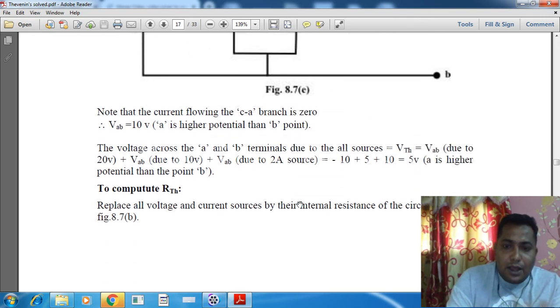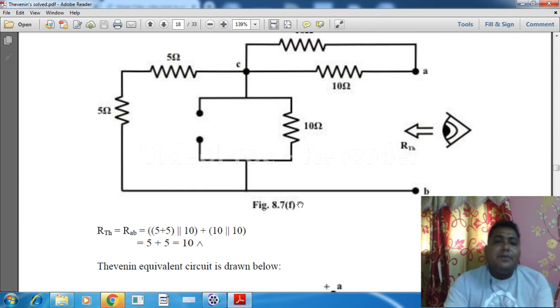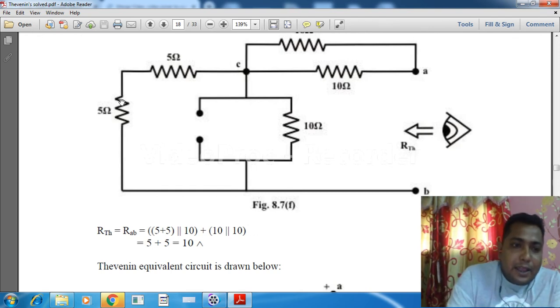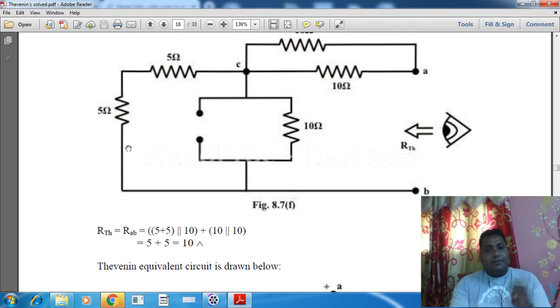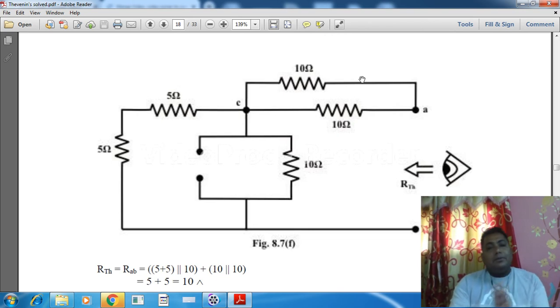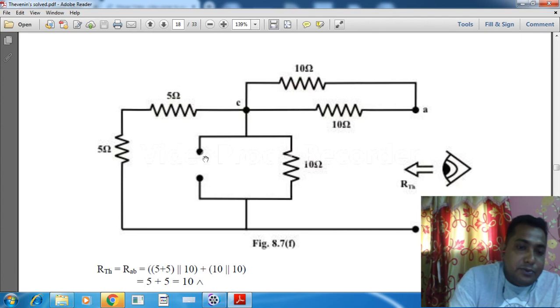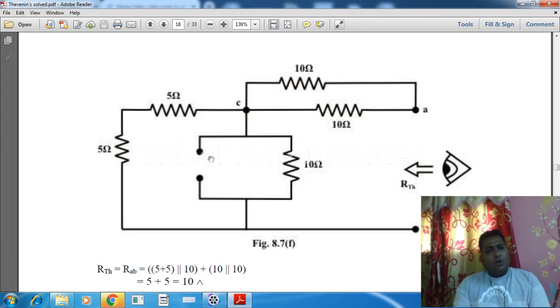Now, after that we have to find out the RTH. When we have to find out the RTH, that means we have to remove the voltage sources. With this 5 ohm we have a 20 volt source, that we have removed. With this 10 ohm we have a 10 volt source, that we have removed. There is a 2 ampere current source, that we have removed, and after removing we have made the terminal open, and now view from this open terminal.